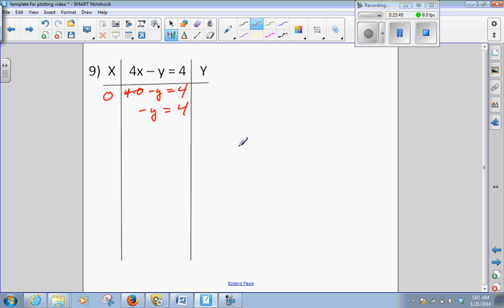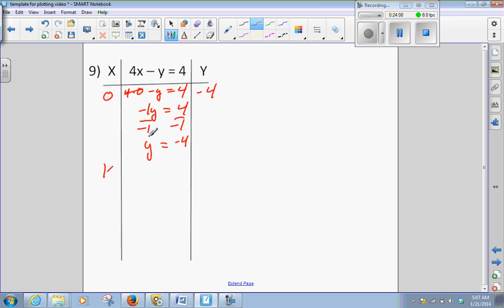Remember, there's technically a 1 in front of that y when there's no number there. So to get rid of that negative, we're going to divide each side by negative 1. So that means that y is equal to 4 divided by negative 1, which is a negative 4. So if x is 0, y is a negative 4.